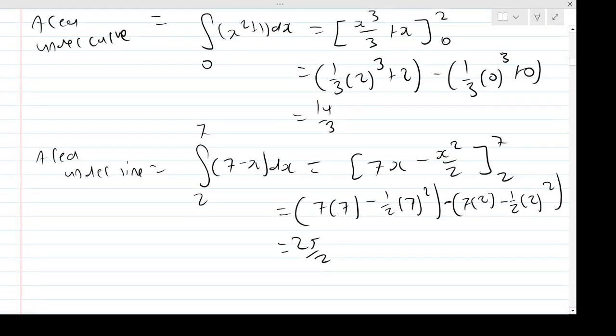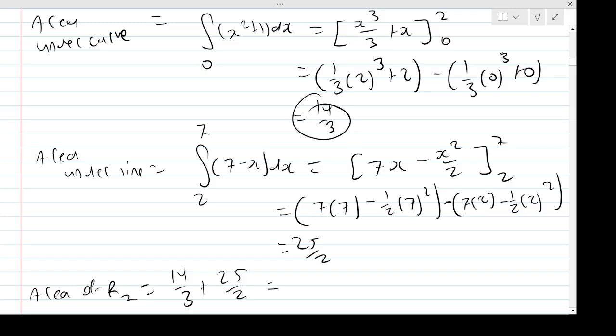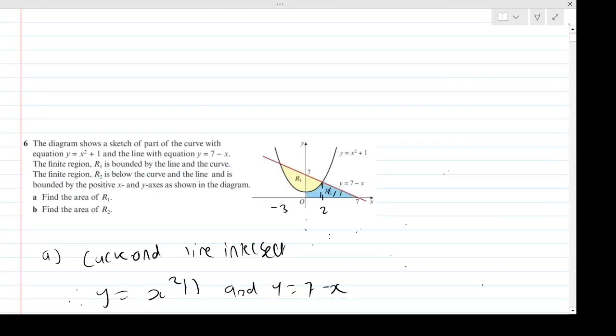Therefore, the area of region 2 is these added together, as we discussed. So that'd be 14 over 3 add this 25 over 2. So if I do that, I get 103 over 6. And that is my area of region 2, which is in blue here. Okay, so hopefully you could visualise what's going on there. I guess the hardest bit is visualising the areas that need to be worked out, but hopefully that made sense.